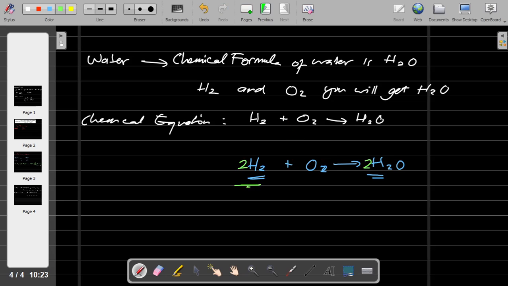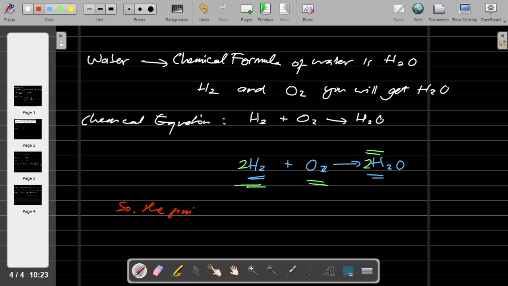Here we have 4 hydrogen, and also we have 4 hydrogen. Then on the left side we have 2 oxygen, and also we have 2 oxygen here. So this equation is finished.